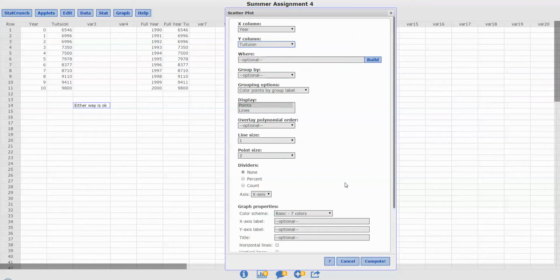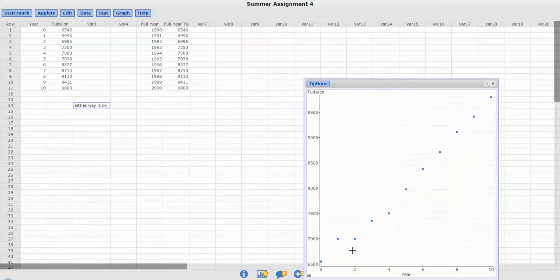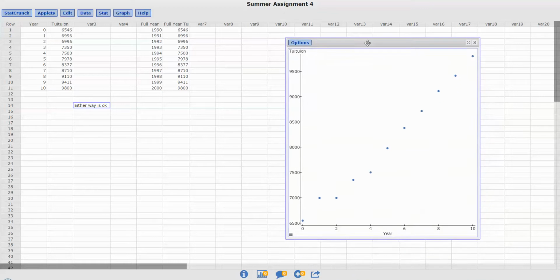and at this point I'm just going to hit compute, and there you go. There is the scatter plot. Since the columns were year and tuition, they already had that typed in. Your axes are already labeled.